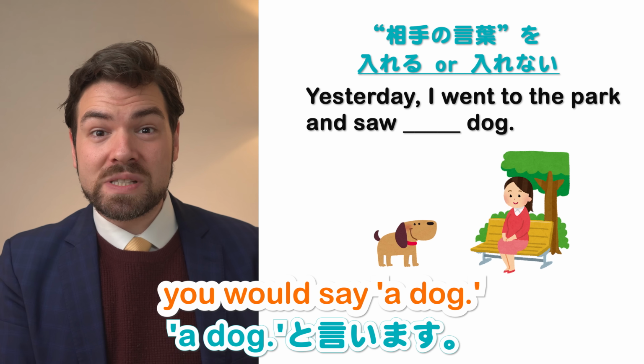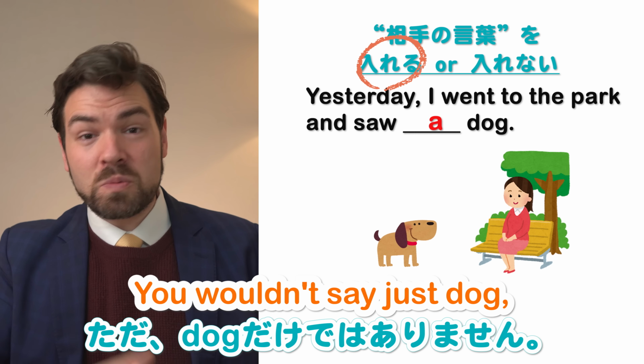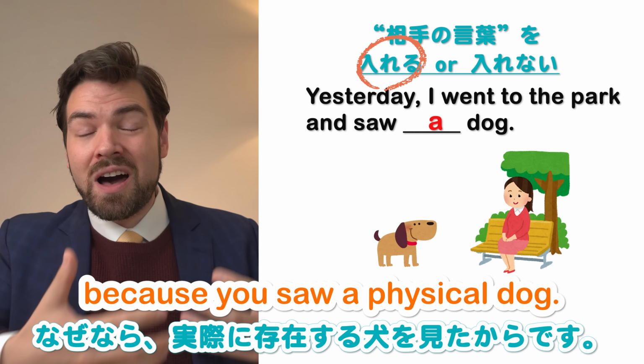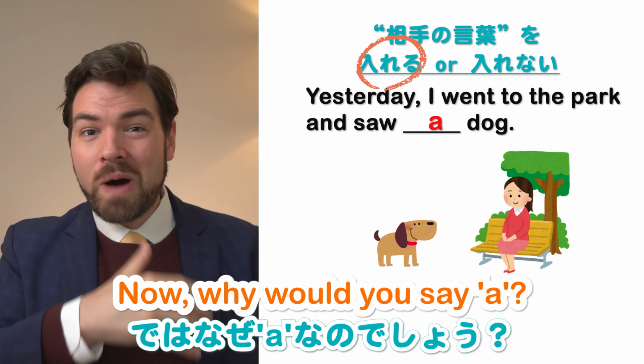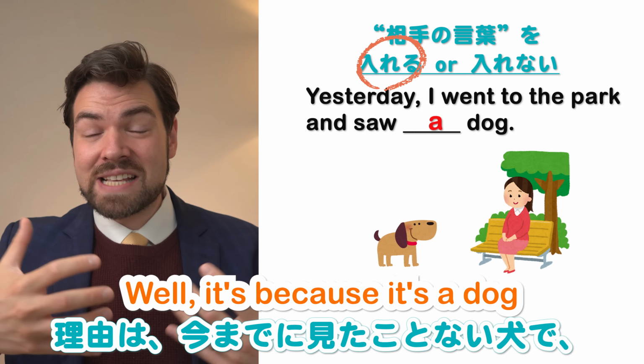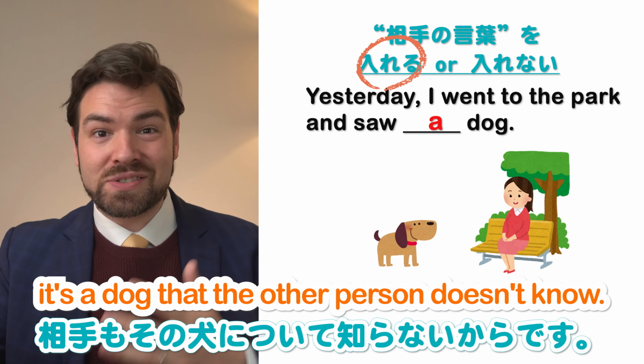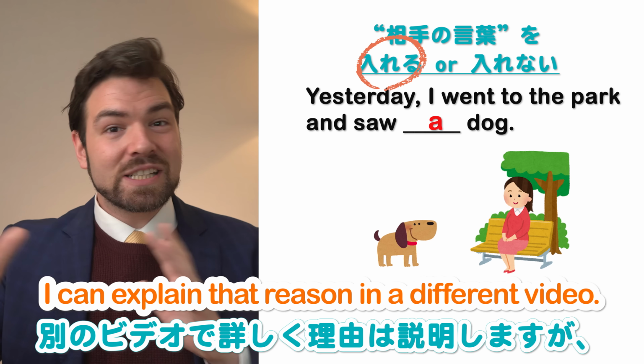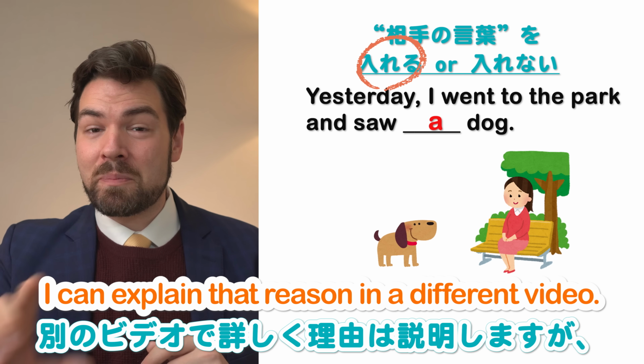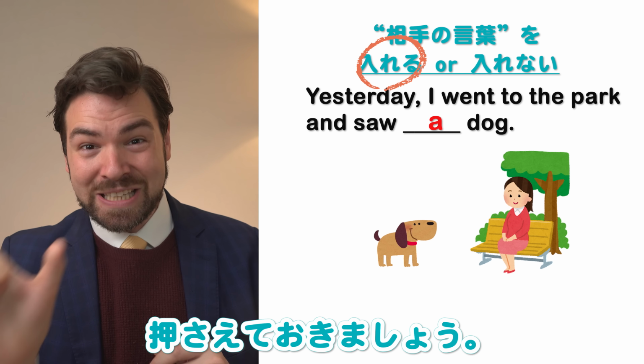Well, in this case, you would say a dog. You wouldn't say just dog because you saw a physical dog. Now, why would you say a? Well, it's because it's a dog you've never seen before. It's a dog that the other person doesn't know. I can explain that reason in a different video, but for now, you know you need an 相手の言葉 here.